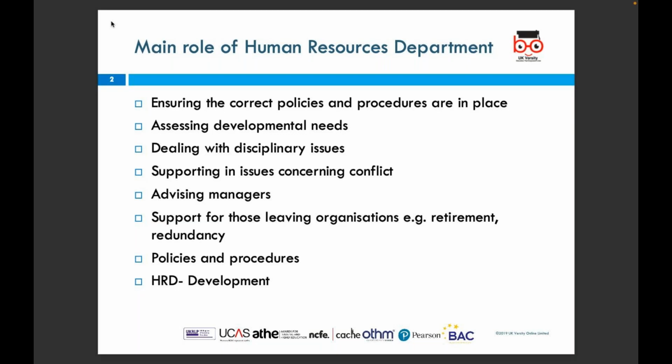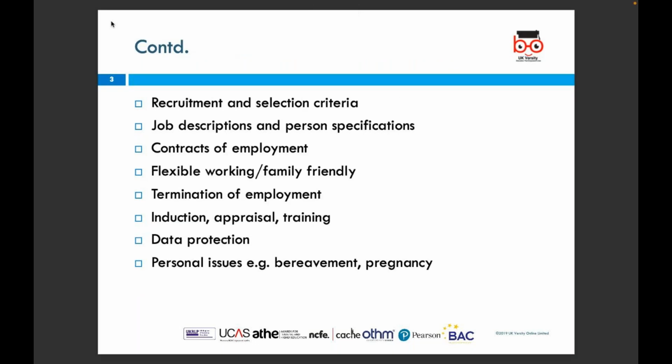So basically, the primary responsibilities of the Department of Human Resources include ensuring that the right policies and procedures are in place, determining the requirements of future growth, resolving problems relating to discipline, providing assistance with problems involving conflict, providing advice to managers, and assisting employees who are leaving their jobs for reasons such as retirement or redundancy, also drafting policies and procedures, and the training and development of human resource management.